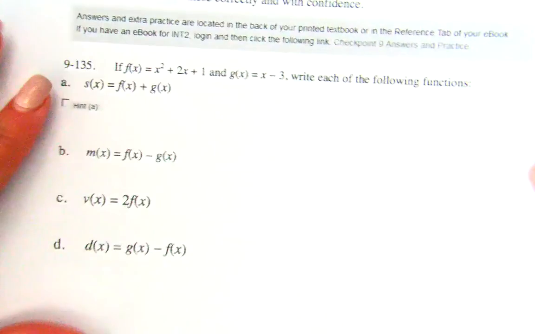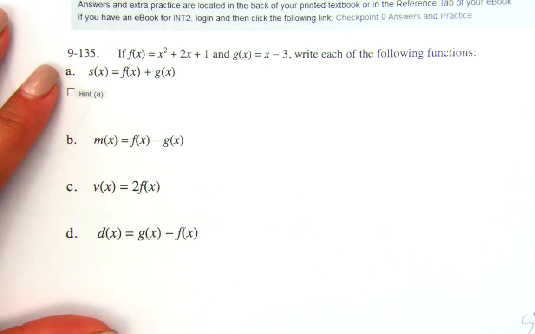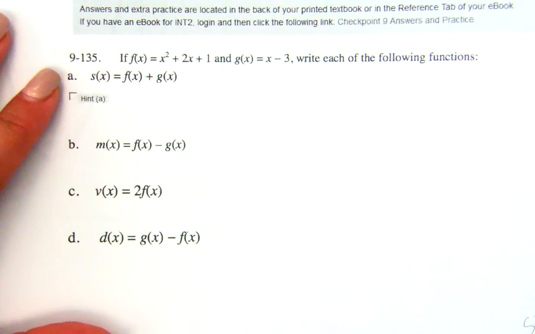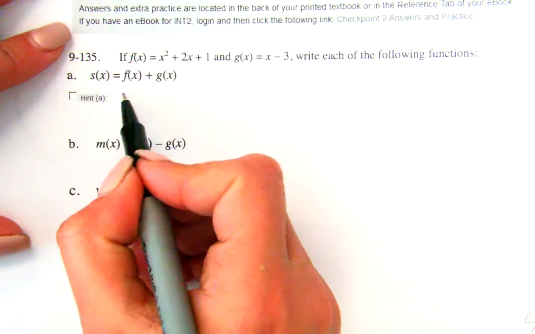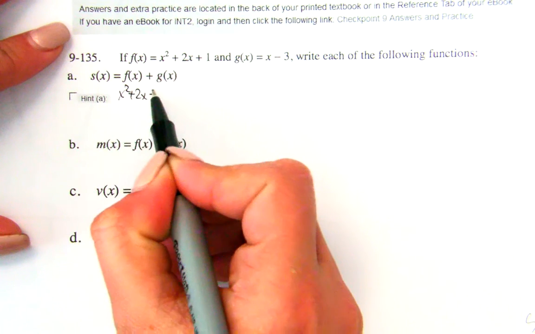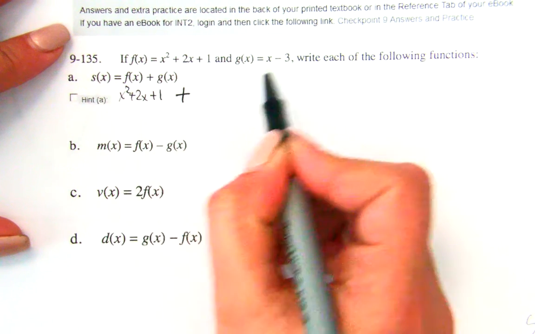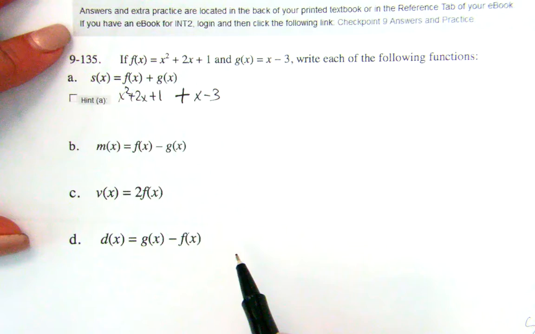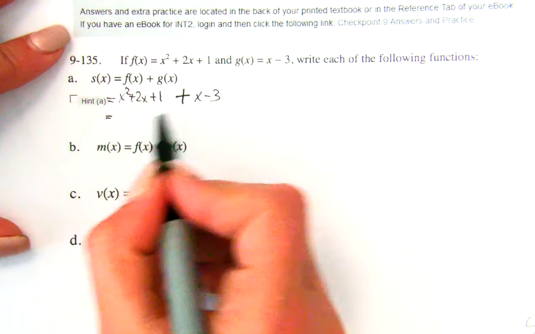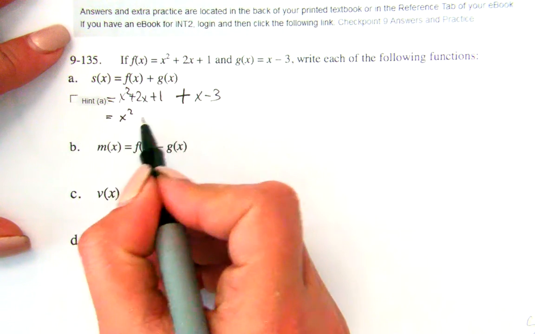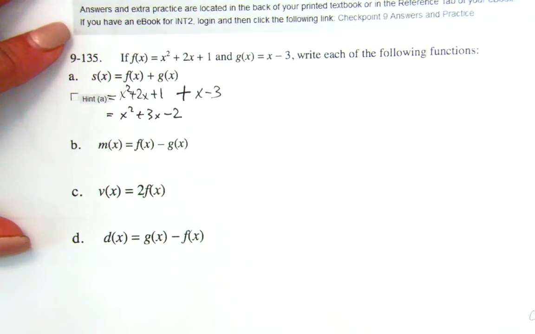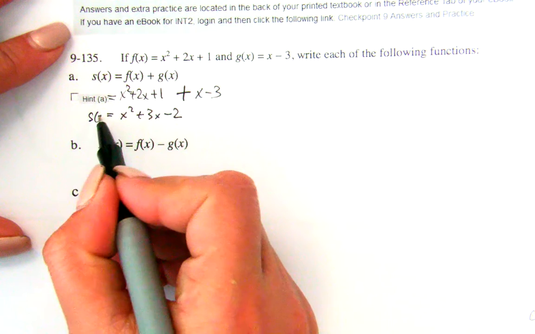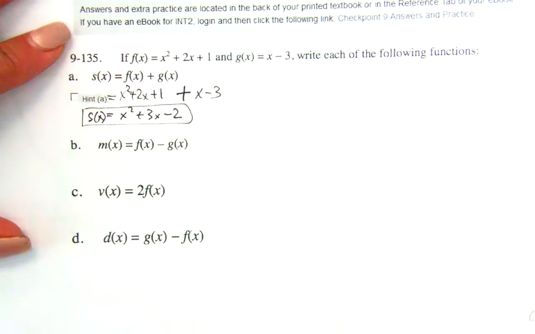135. And after 135, I'm going to stop the video and start another one. It says f of x equals x squared plus 2x plus 1. g of x is x minus 3. Write the following functions. Okay, I guess we're just adding them. So f of x is x squared plus 2x plus 1, plus g of x, which is x minus 3, then we really just need to clean this up. We leave the x squared. 2x plus x is 3x, plus 1 minus 3 is minus 2. So s of x is equal to this function right there.